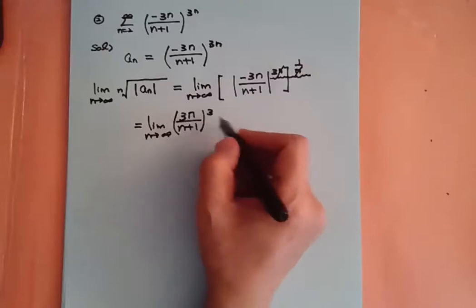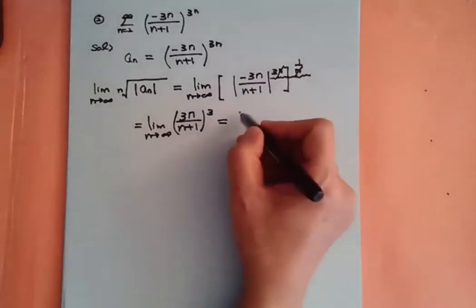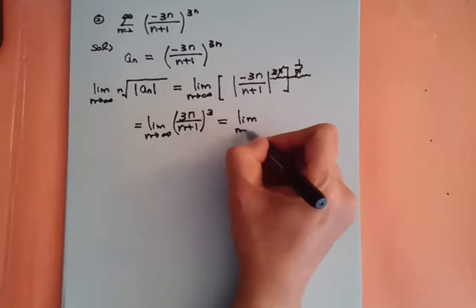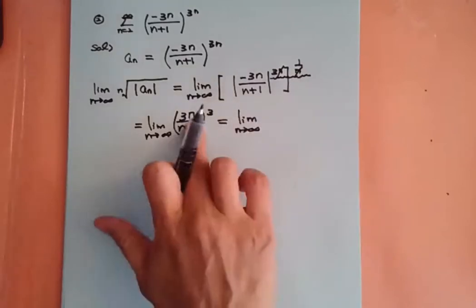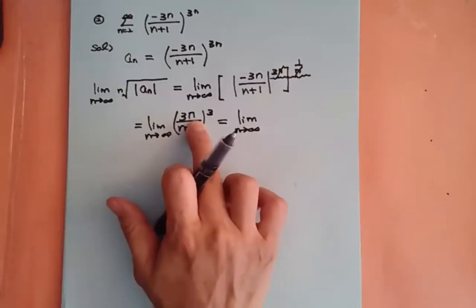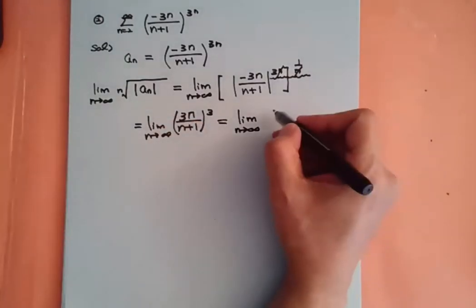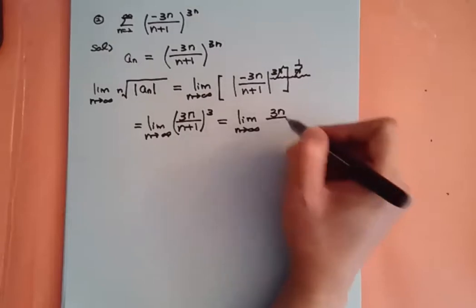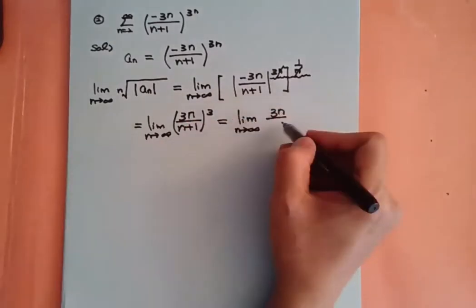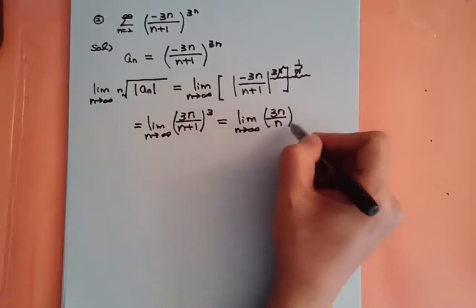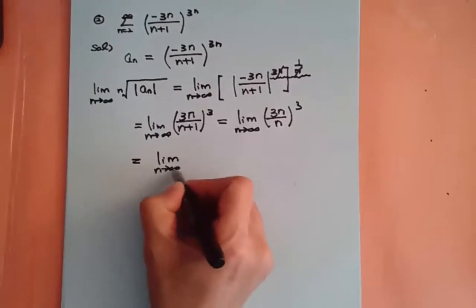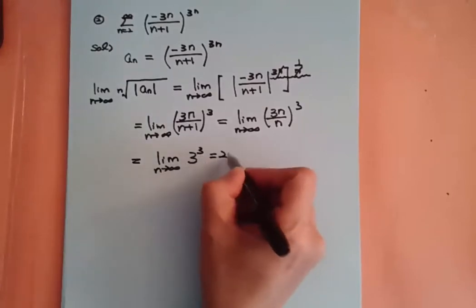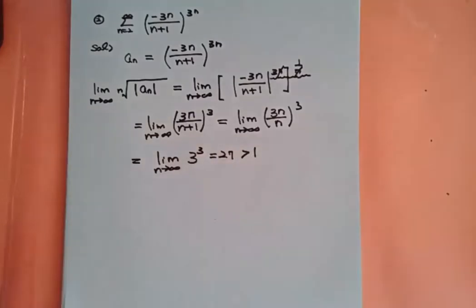So we can just think about the simpler version. And then we can ignore this 1 because 1 is tiny when n is extremely huge. So the limit of this one is the same as 3n over n, cubed. So that is the limit as n goes to infinity, 3 cubed, which is 27, which is greater than 1.